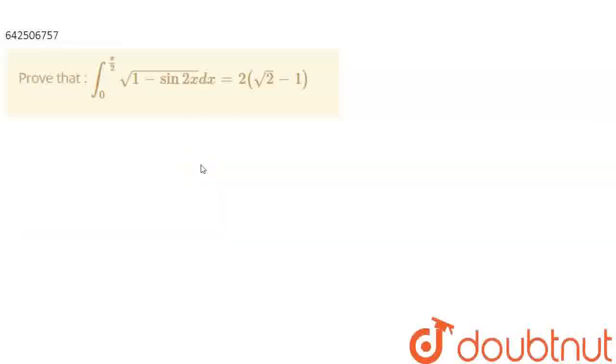So here we have the question. We need to prove that the integration of limit 0 to pi by 2 under root 1 minus sine 2x dx is equal to 2 root 2 minus 1. So let's start our solution.